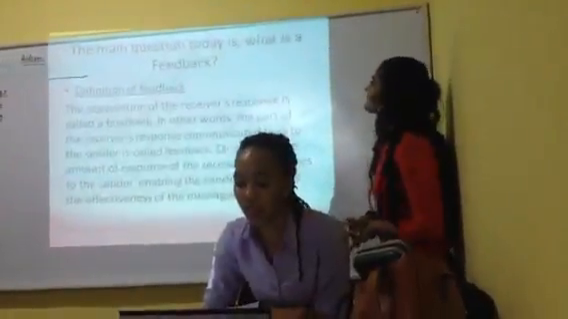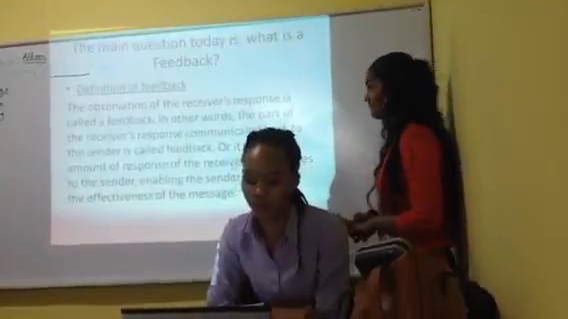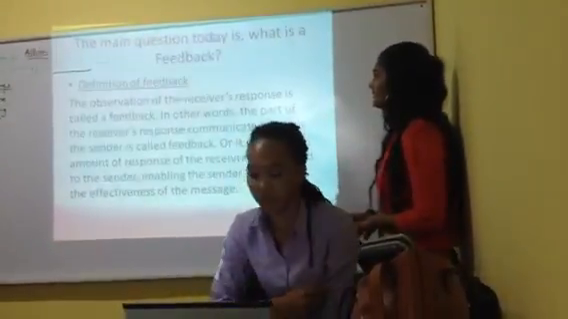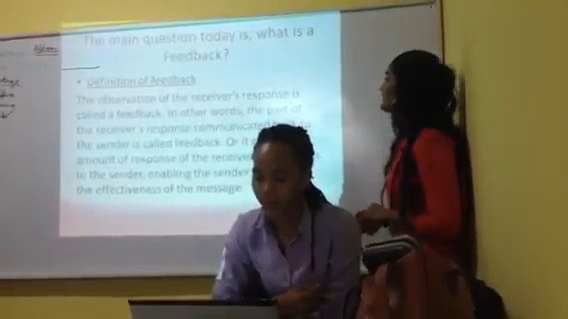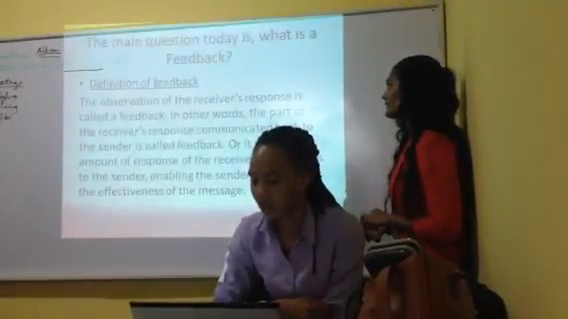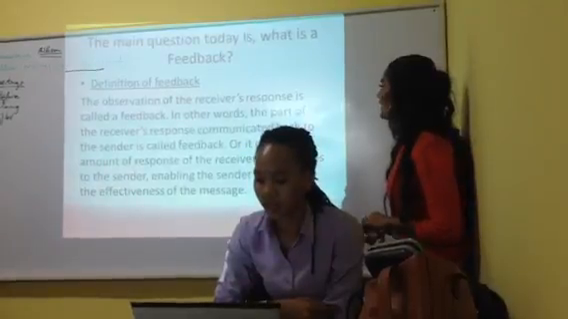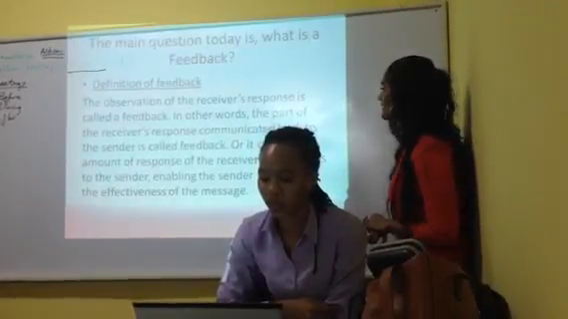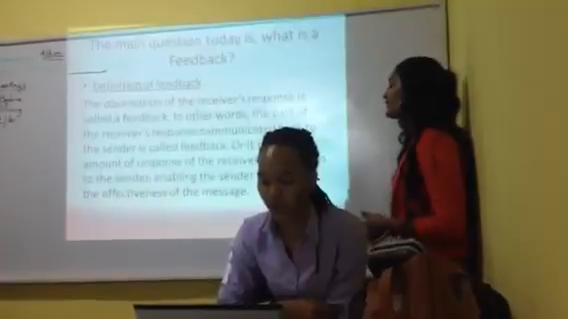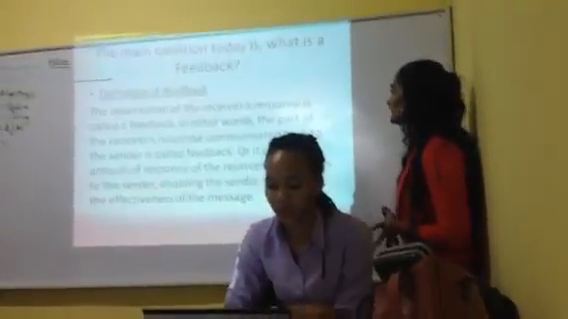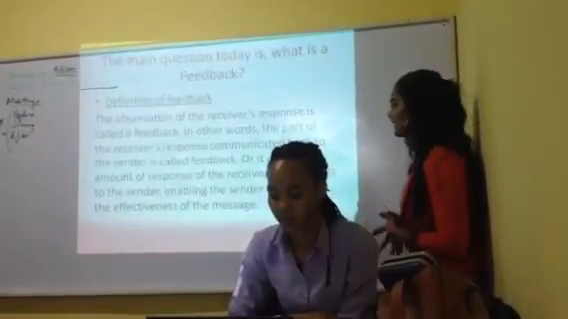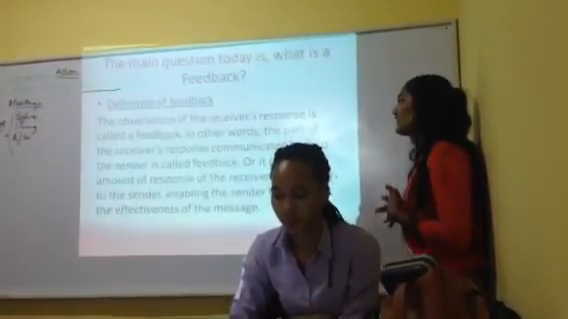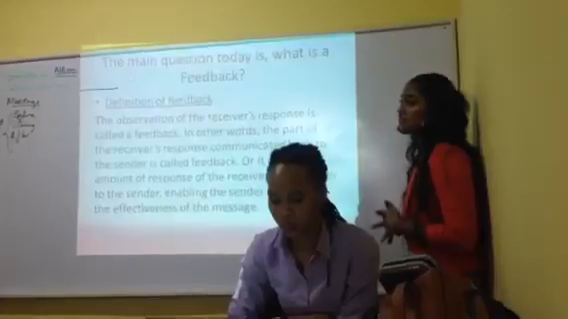The main question today is, what is feedback? Definition of feedback. The observation of the receiver's response is called feedback. In other words, the part of the receiver's response communicated back to the sender is called feedback. Or it can be the amount of response of the receiver that reaches the sender, enabling the sender to evaluate the effectiveness of the message.